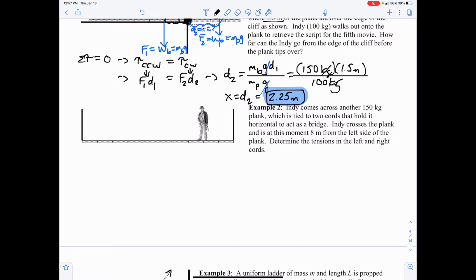You have the force of the weight of the board, so weight of the board, that's mass of the board times g. You have weight of the person, mass of Indy, mass of the person times g. You've got tension on the left end, which we'll call tension 1, and then you've got tension on the right end, which is tension 2.